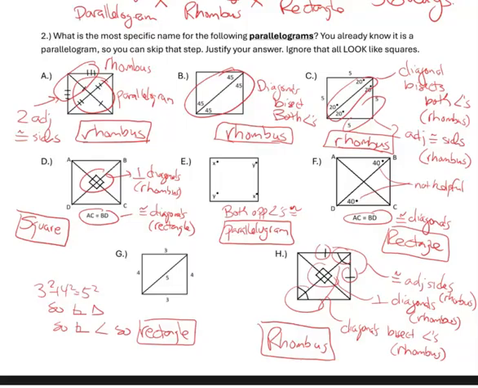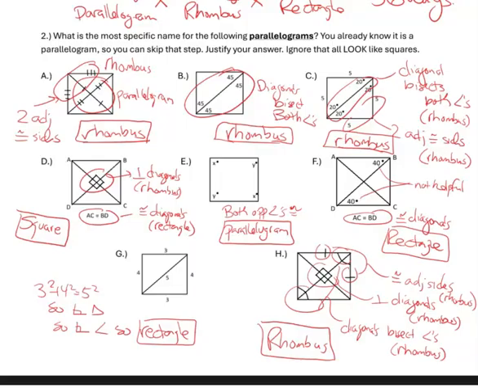The next one, diagonals are perpendicular. If the diagonals are perpendicular, it's going to be a rhombus. And then since the diagonals are congruent, which is on the bottom, that's a rectangle. Rhombus and rectangle makes a square. The next one is showing both opposite angles are congruent. That is true for all parallelograms, and that can't get us any further than just saying it's a parallelogram.